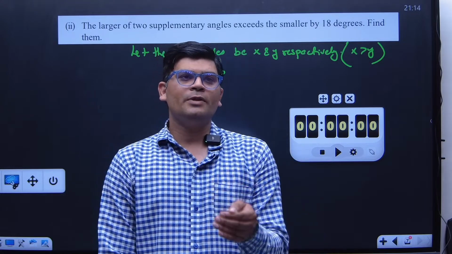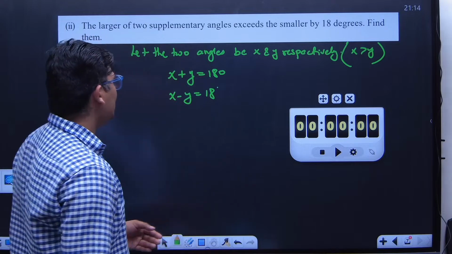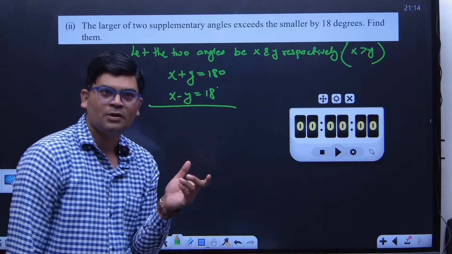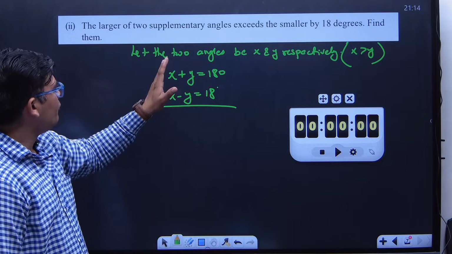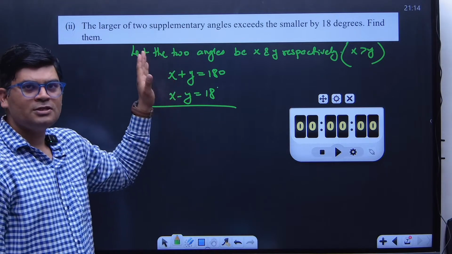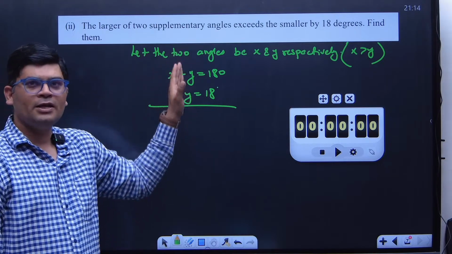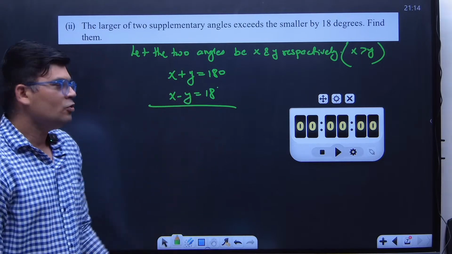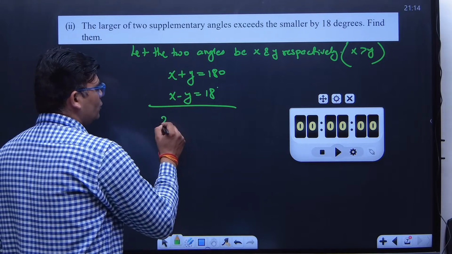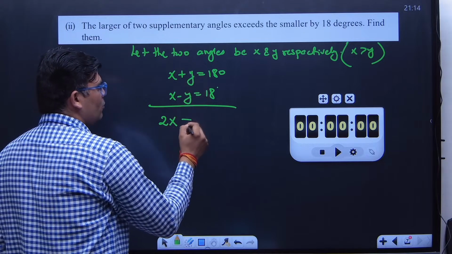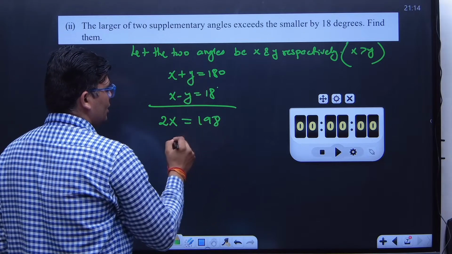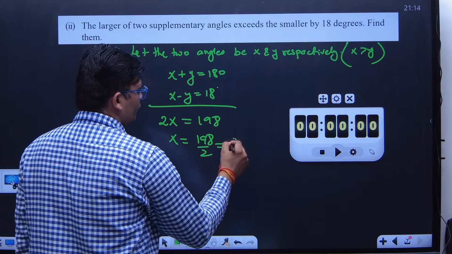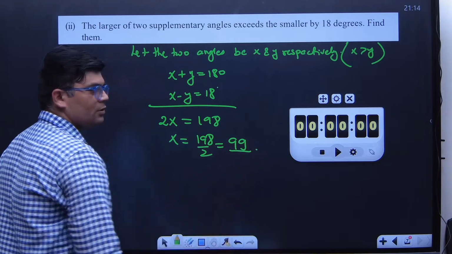Now how to eliminate the variable? We have to either add or subtract with the coefficient. We have to first make the coefficient the same. Now you can see the coefficient of x in both cases is 1 and here it is minus 1. So you can either subtract or add them. If you add them, you will have 2x, y will get cancelled out, is equal to 198, and x will come out as 198 by 2, which is equal to 99.